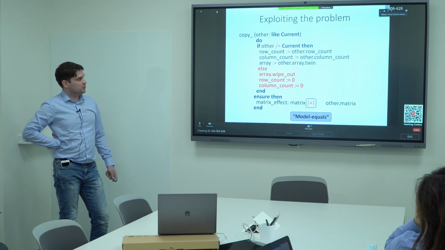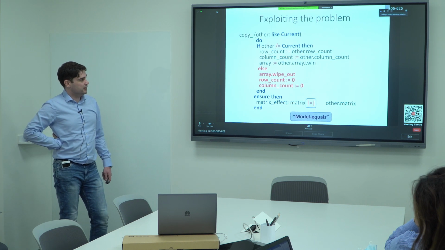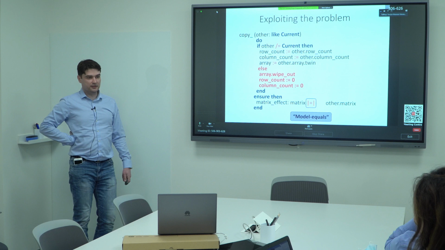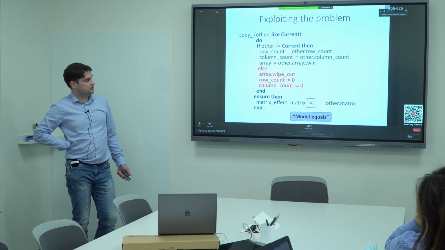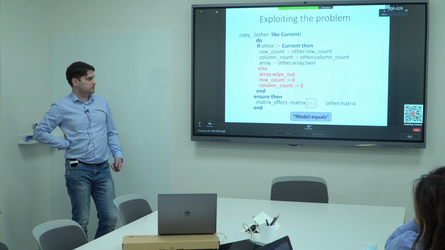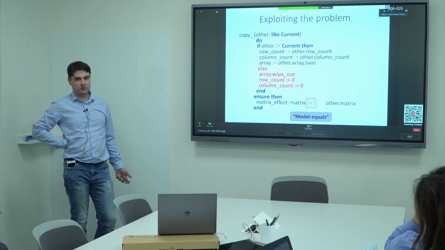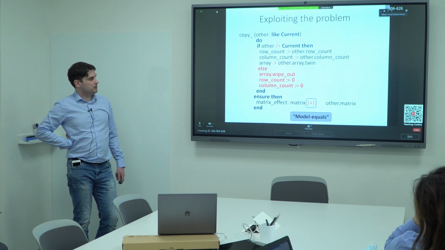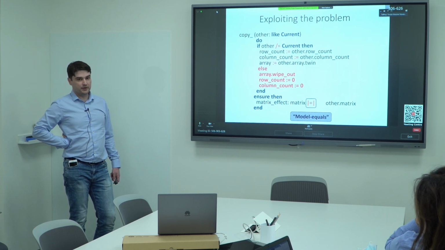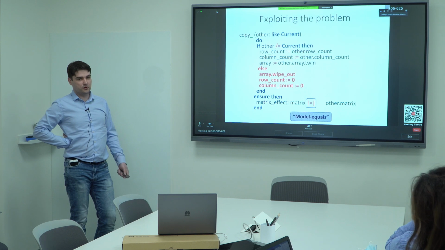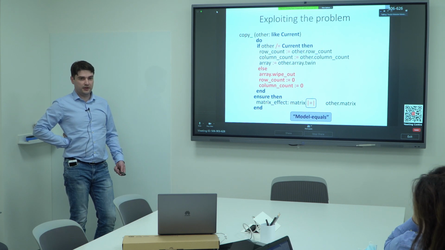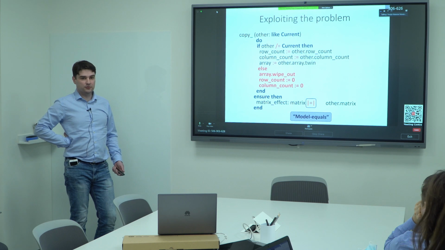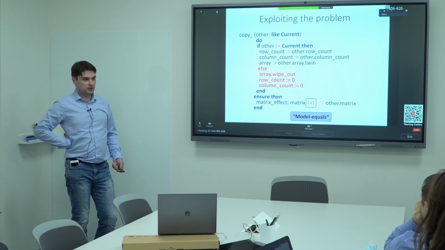So you're on the right path. It doesn't handle the aliasing situation. What we can do is add else to this if statement and basically wipe out the array, which will result in an empty array. So it will erase all the data from it, and the postcondition will still hold because the other object is aliased with the current one, and of course they are model equal because they are the same objects.